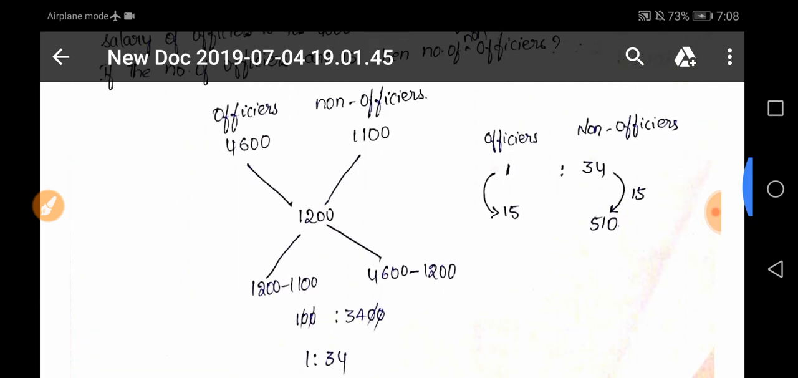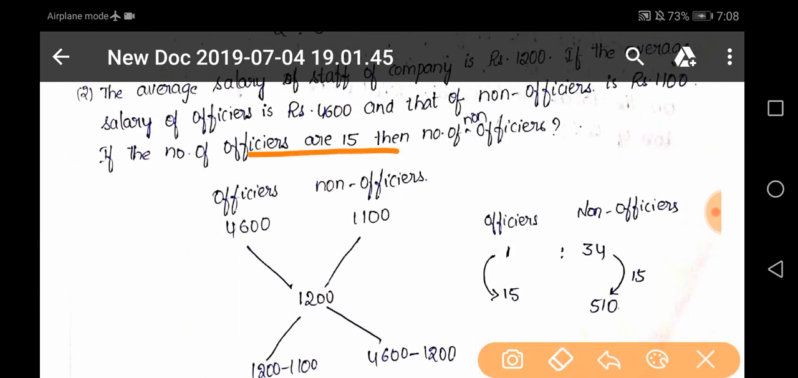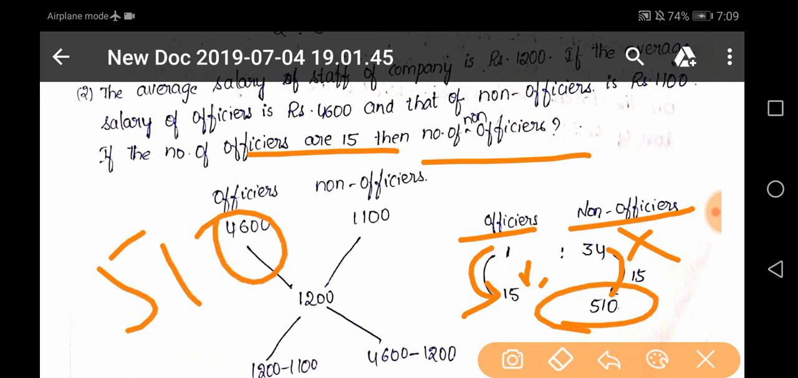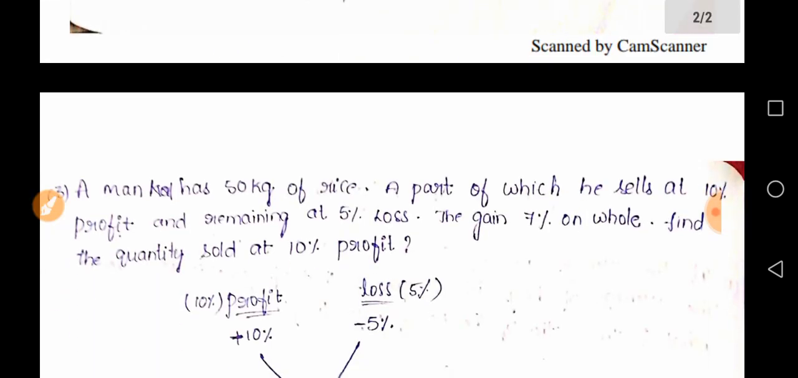But what they have asked is, they have given the number of officers as 15. We have to find out the number of non-officers. So the officers are 15 members, and the ratio is 1 is to 34, right? So for 1 it is 15. So how much for 34? 34 into 15, that is nothing but 510. So how many non-officers are there? 510 non-officers are there and 15 officers are there. That's all.